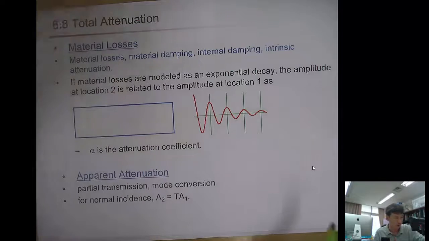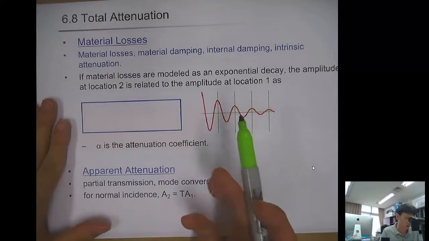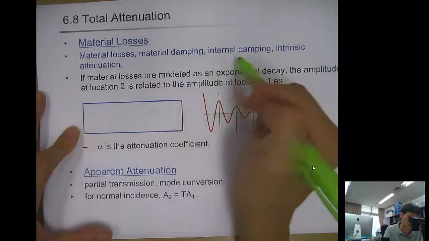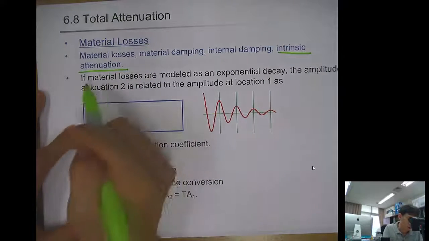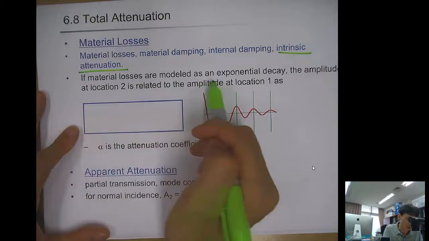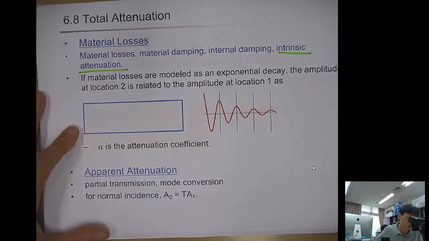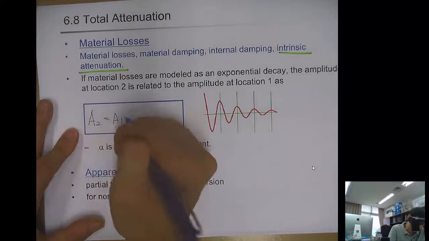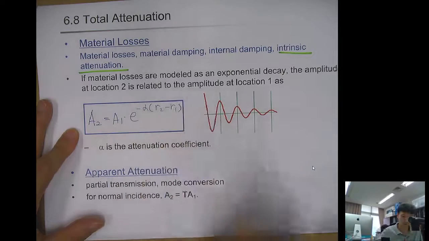The first one was the geometric spreading, and the second attenuation component is the material loss, which we call the intrinsic damping or intrinsic attenuation. If material losses are modeled as an exponential decay, the amplitude at location 2 relates to the amplitude at location 1 as A2 is A1 times e to the minus alpha times (R2 minus R1).